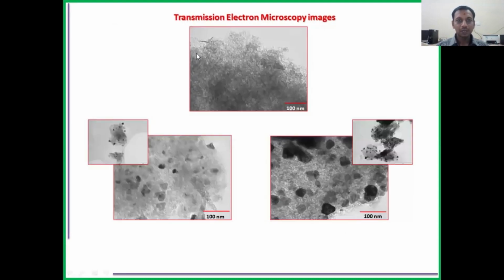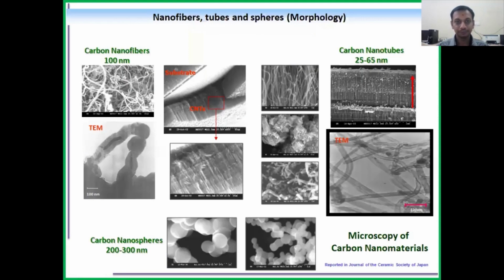You can see here transmission electron microscopy images. By using transmission electron microscopy, we can get more idea with higher magnification. You can see now the scale, this red line, is 100 nanometer. Here also you can get a very clear idea about the particles on the surface with different contrast, and in this way we can get more idea about the nanoparticles, nanomaterials.